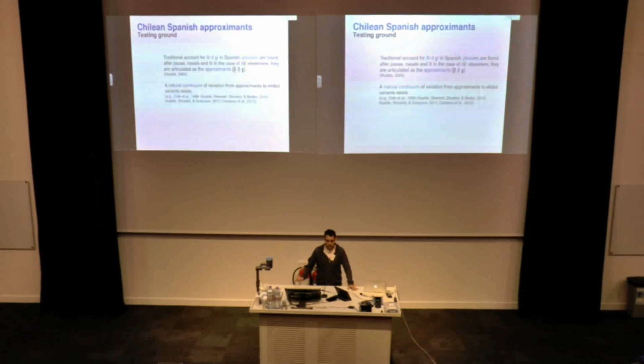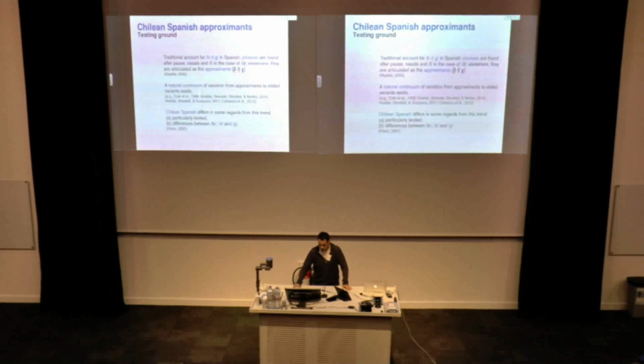And also, you would normally find accounts telling that there is a natural continuum from the presence of an approximant consonant in an intervocalic context, for example, to elision. It has been reported for several dialects of Spanish. But then Chilean Spanish is a bit special, as usual. First, in that it's particularly lenited, so speakers tend to lenite and elide units, so you find fewer consonants than you would expect, in contrast to other dialects like Miami Spanish or Costa Rican Spanish, apparently.